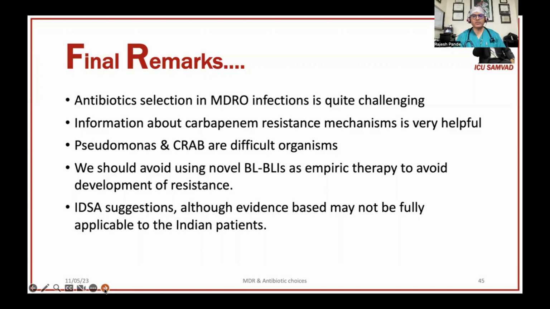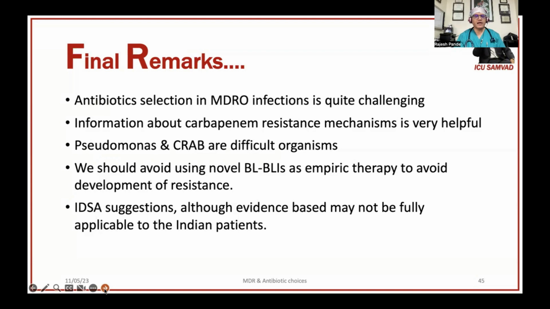And one word of caution that we should not only be looking at the sensitivity or the MIC values, it is the MIC by breakpoint which is important. So we need to know the breakpoints as well. Pseudomonas and CRAB are difficult to treat organisms. We should avoid using novel BL/BLIs like ceftazidime avibactam as empirical therapy to avoid development of resistance.